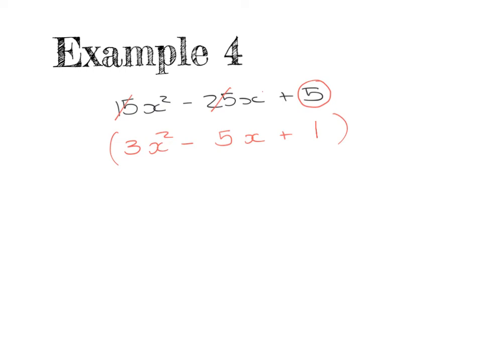Because my common factor is going to be 5. 5 times 3x squared will be 15x squared. And 5 times 5x will be 25x. And 5 times 1 will be 5. And my factorized answer must be able to multiply back to the original expression.